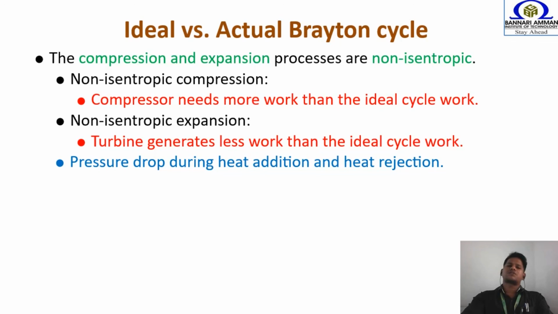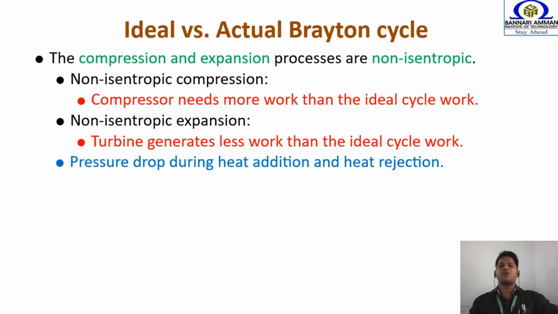We have a concept called ideal Brayton cycle and actual Brayton cycle. Till now, whatever we discussed is called ideal Brayton cycle. Then what is the difference between ideal Brayton cycle and actual Brayton cycle? It's very simple. If all the processes in your Brayton cycle are isentropic compression, isobaric heat addition, isentropic expansion, and isobaric heat rejection, and these are all reversible processes, then it is called ideal Brayton cycle.